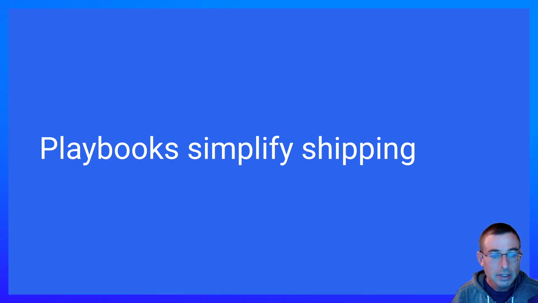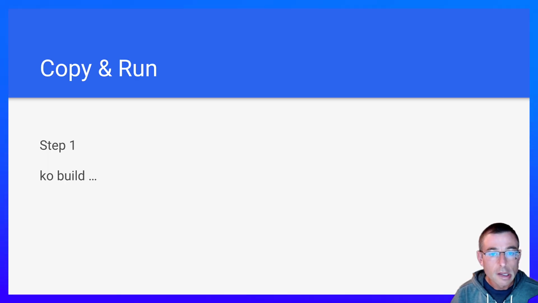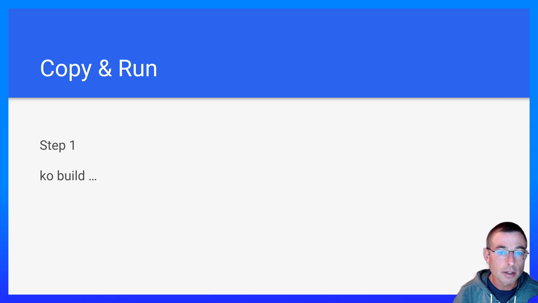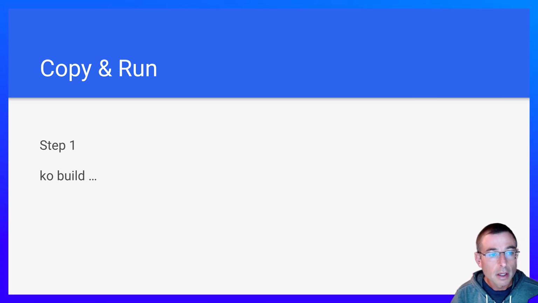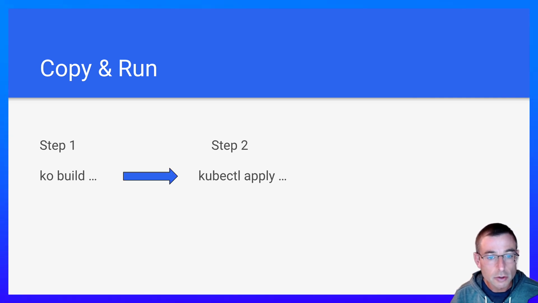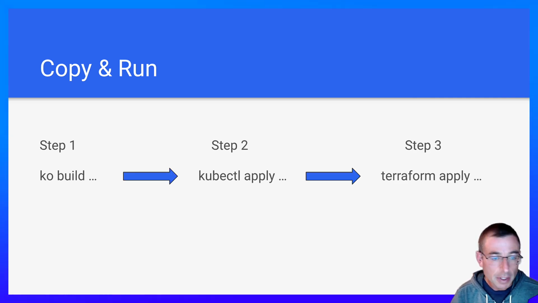I think the way that we solve this problem is by using playbooks to simplify shipping software. Because if you have a playbook, then you can just blindly follow that playbook in order to accomplish the task you're trying to achieve. As an example, if I had a playbook for deploying this Hello World service, I could just copy step 1, which might be co-build, and then step 2, which was kube control apply, and then step 3, the Terraform apply to create all the necessary GCP resources.